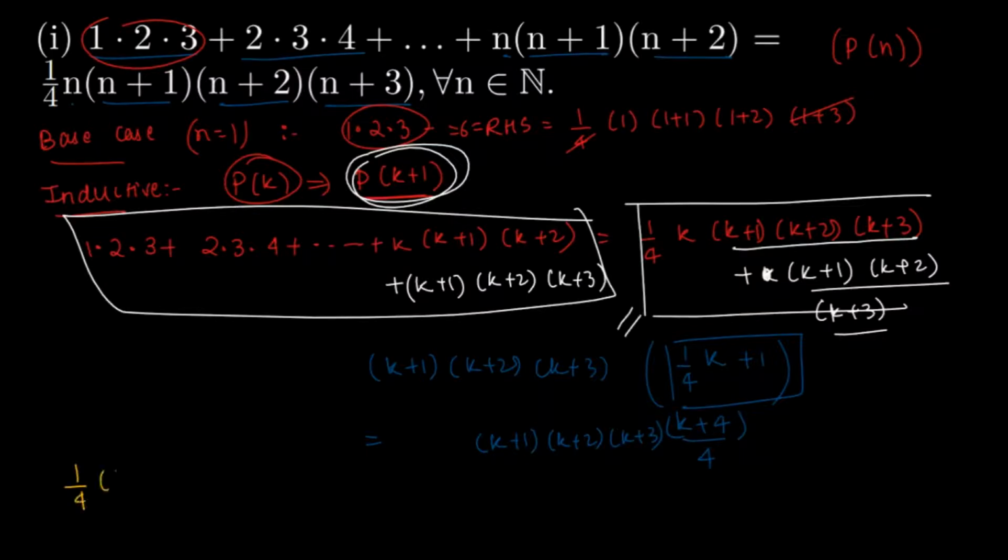This gives you 1 over 4 k plus 1 times k plus 2 times k plus 3 times k plus 4. And, well, we have proved the inductive hypotheses. The base case was already done, hence this statement holds true. Let's move on to the next problem.